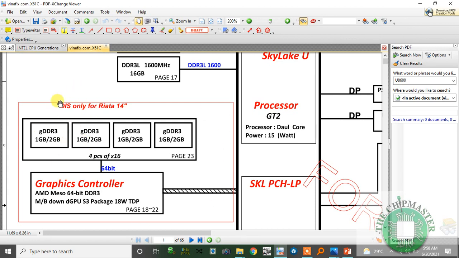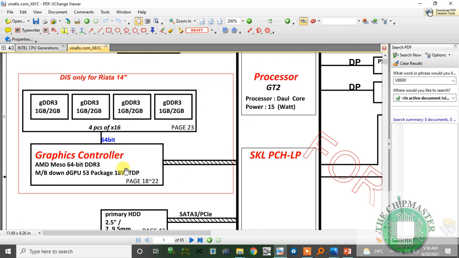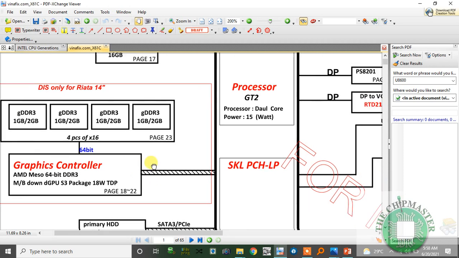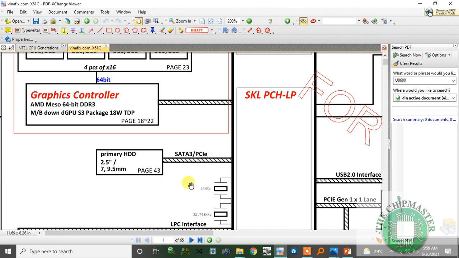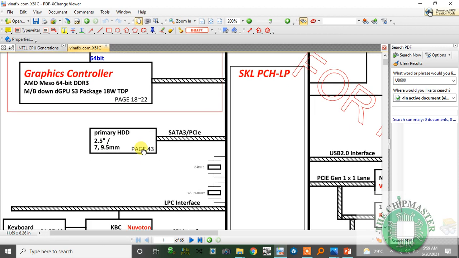So if the board is a discrete board, which has a dedicated graphics card, it is driven by PCI Express, right? And also there are four pieces of 16 bits of VDRAM. Alright, it also manages the hard drive through a SATA 3 or PCI Express bus, right?